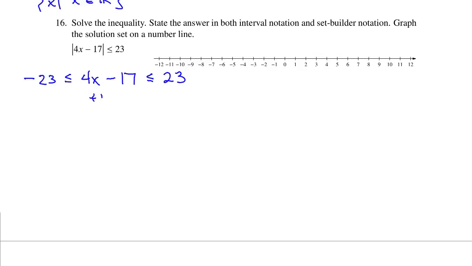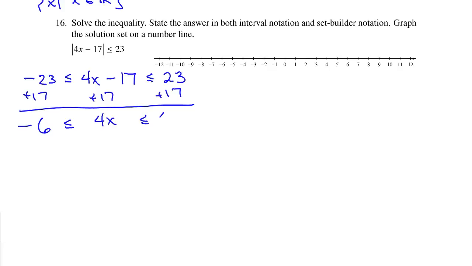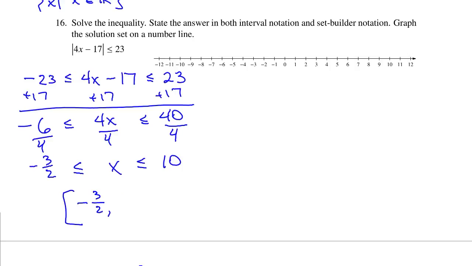Let's add 17 to all three sides. And so it's going to give me -6 right there, less than or equal to 4x is less than or equal to 40. And then we're going to take that and divide all three parts by 4. So we get 10 on the right and -3/2 on the left. So this one is closed on the left end, -3/2 to 10 closed on the right end.